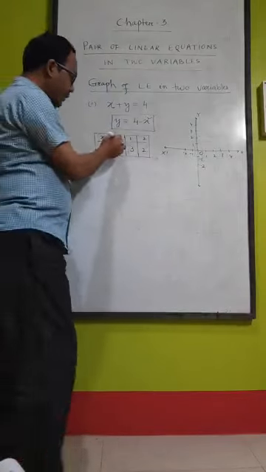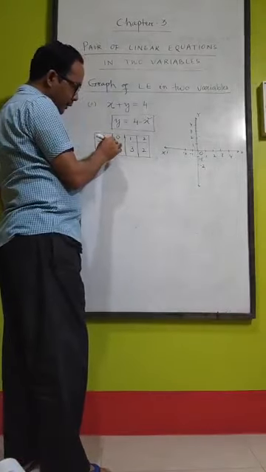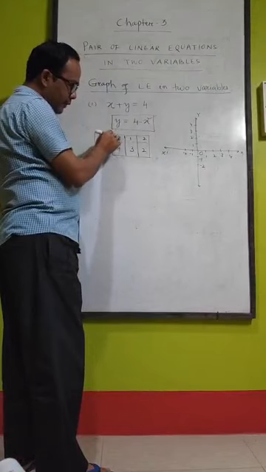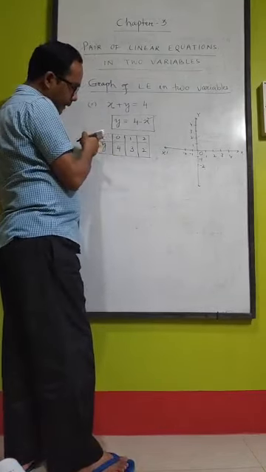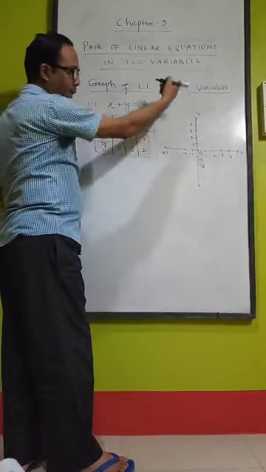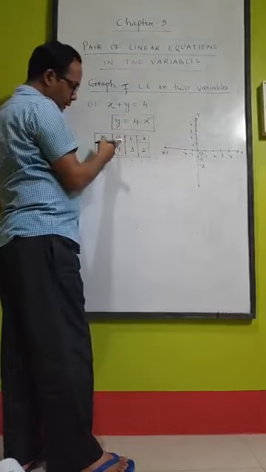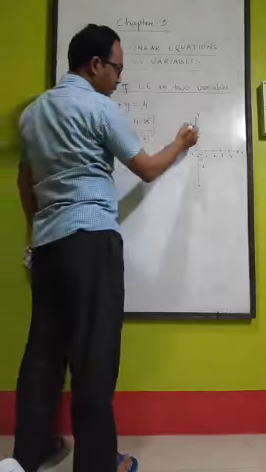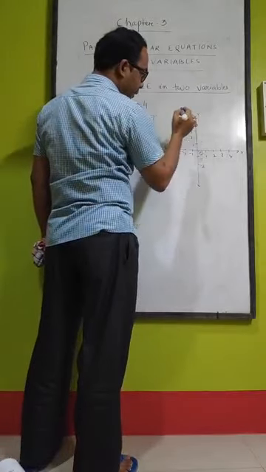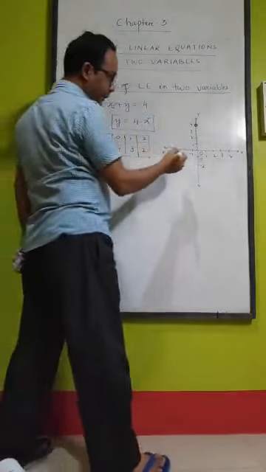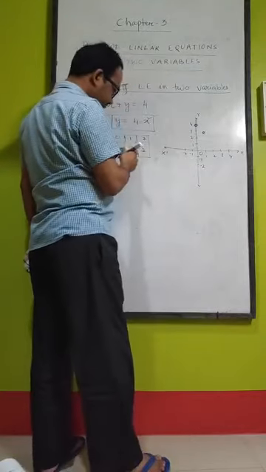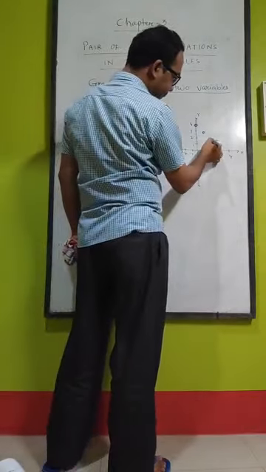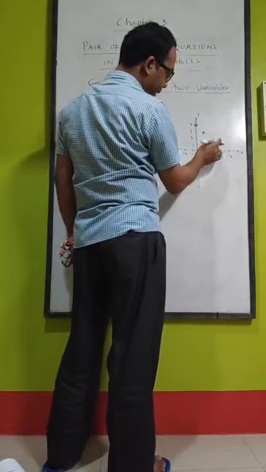Next, 0. When x is 0, y is 4. It means that this point 0, 4 lies on the y-axis. Because the x-coordinate of every point on the y-axis is always 0. Therefore, this 0, 4 lies on the y-axis. This is the point here. Then 1, 3. First quadrant. Then 2, 2. Like this. 2, 2.